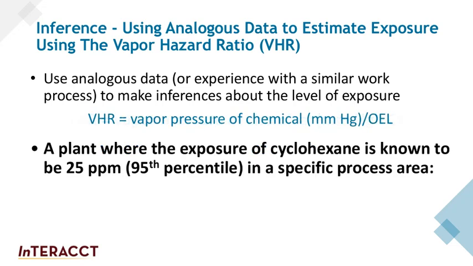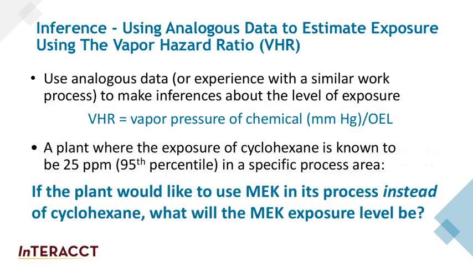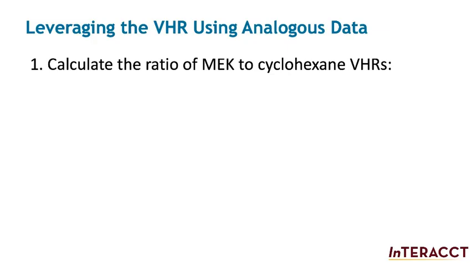Consider a plant where the exposure of cyclohexane is known to be 25 parts per million in a specific process area. If the plant would like to use methyl ethyl ketone, or MEK, in its process area instead of cyclohexane, what will the MEK exposure level be? We can answer this question by completing the following steps.